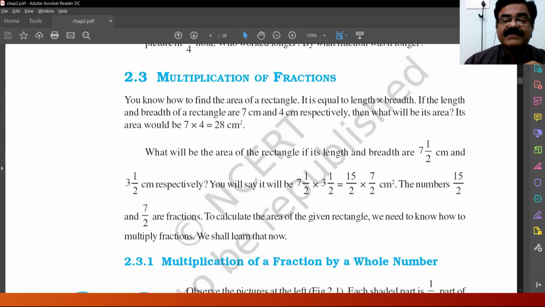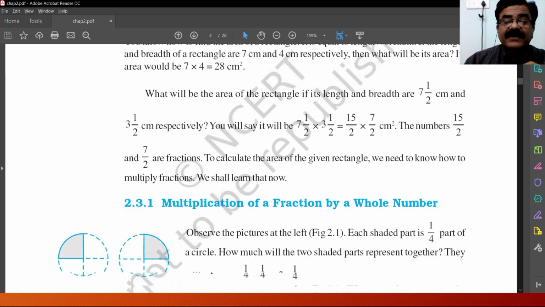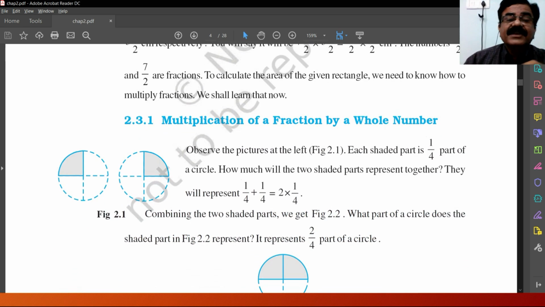The numbers 15 by 2 and 7 by 2 are fractions. To calculate the area of the given rectangle, you need to know how to multiply fractions. So by multiplying the fractions, you can obtain the answer. Now, multiplication of a fraction by a whole number.